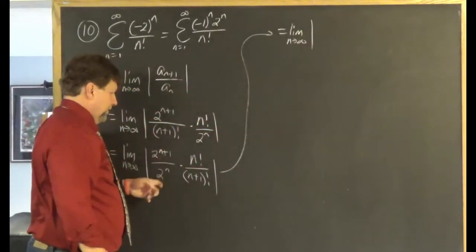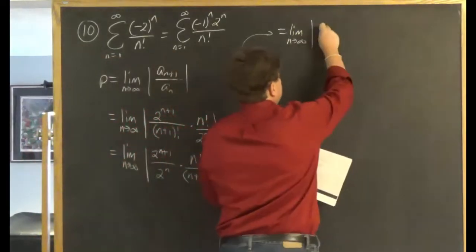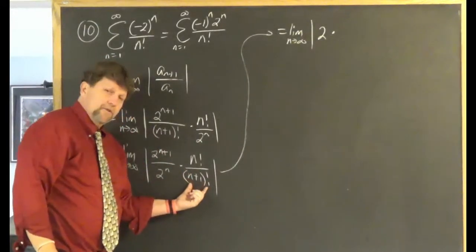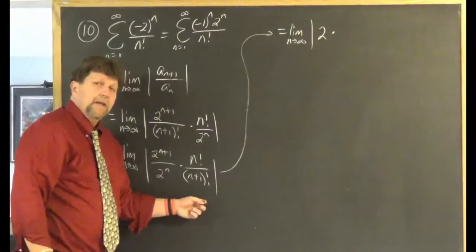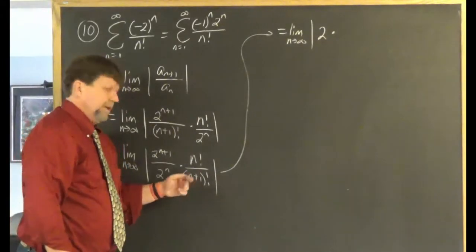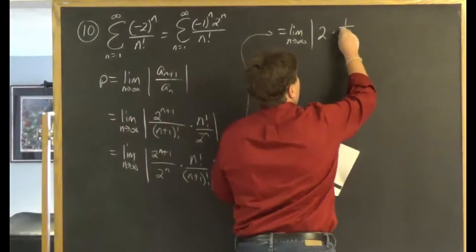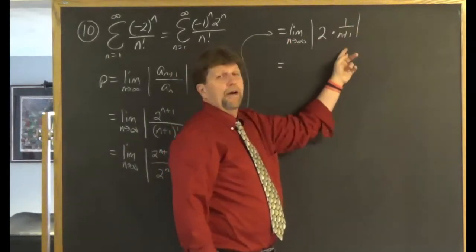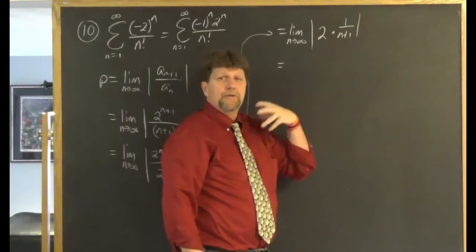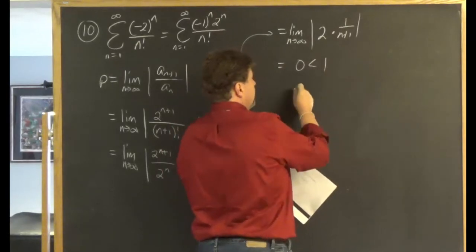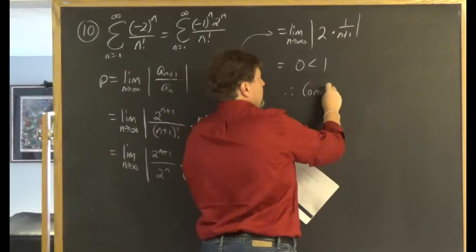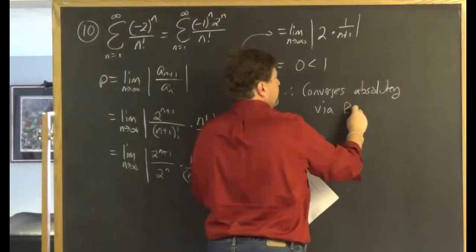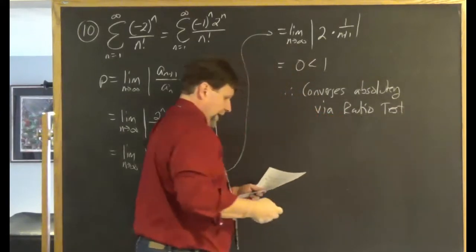So let's see, 2 to the n plus 1 over 2 to the n. Well, that leaves me with a 2. Okay, n factorial over n plus 1 factorial. Well, remember, n plus 1 factorial is nothing more than n plus 1 times n factorial. So the n factorials cancel out, and I'm just left with a 1 over n plus 1. So folks, as n goes to infinity, this is 2, this is 0. 2 times 0 is 0. Absolute value of 0 is 0, which is less than 1. Conclusion, our series converges absolutely thanks to the ratio test.